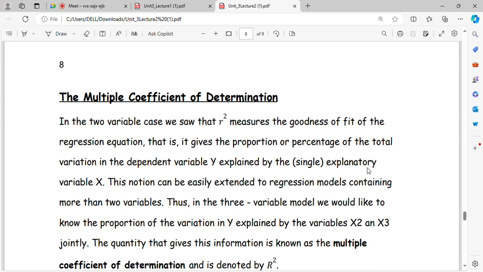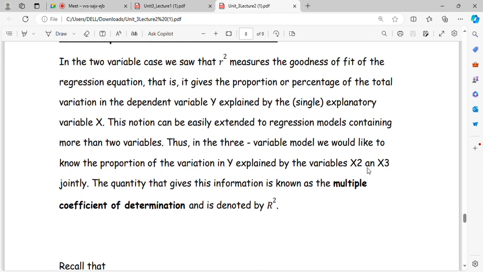This means how much better you can regress. This notion can be easily extended to regression models containing more than two variables. Thus, in the three variable model, we would like to know the proportion of the variation in y explained by the variables x2 and x3 jointly. The quantity that gives this information is known as multiple coefficient of determination and is denoted by r square.